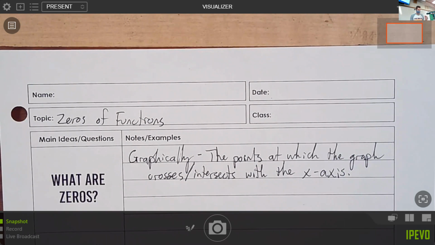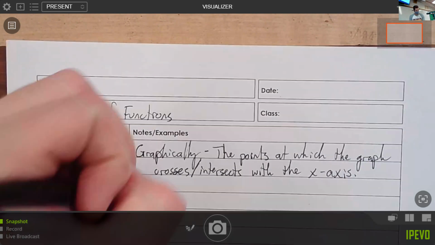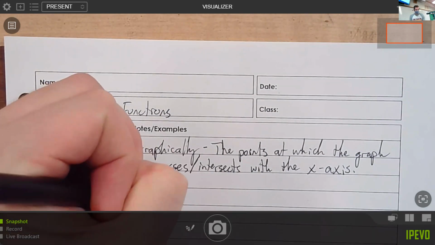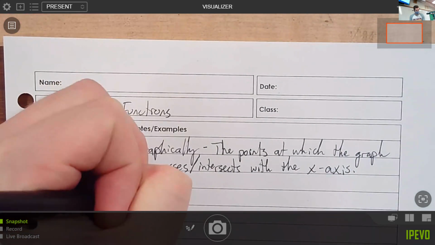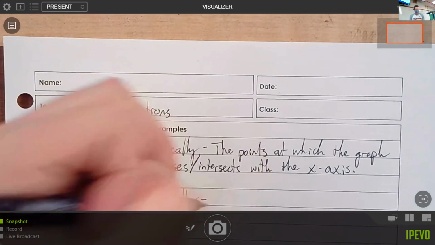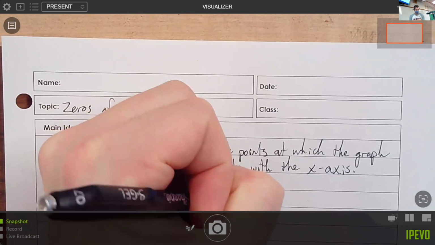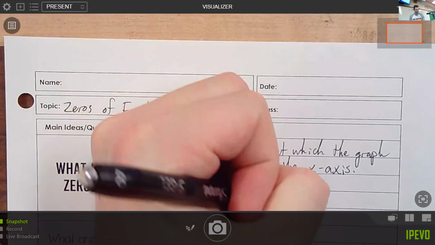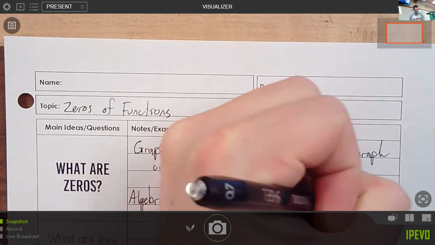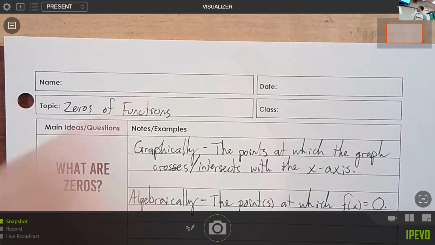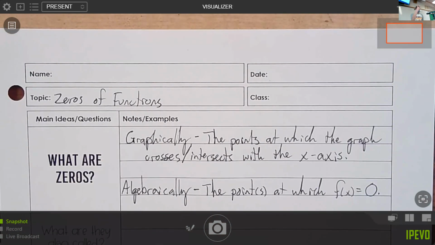For algebraically, the way we're going to do this is it's the point or points at which f of x equals 0. And I'll show you how to do that when we get to those problems. So two things we're learning today based on a graph and based on algebra.